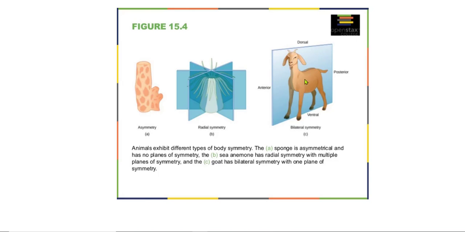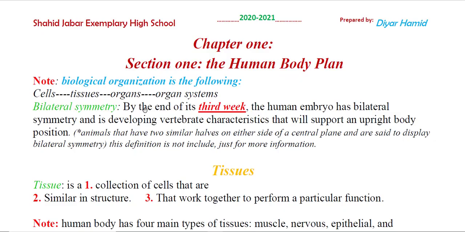Invertebrates. How about the vertebrate animals? All of the vertebrate animals that have a backbone have bilateral symmetry. So bilateral symmetry is specific to all vertebrate animals as well as some other animals like insects. Insects also have bilateral symmetry. Bilateral symmetry appears by the end of the third week of embryonic development. Embryonic development, third week of embryonic development.